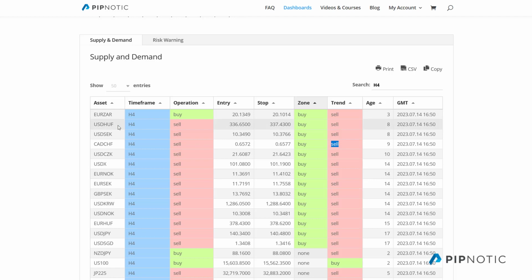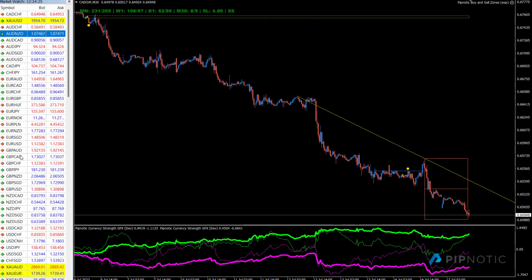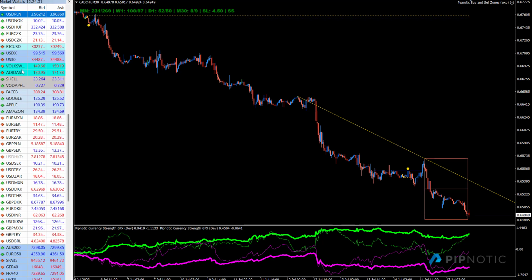Okay, so let's go and have a look at the American dollar Swiss franc. This is going to be a similar situation. So US dollar Swiss franc, sorry, Swedish krona. Where are you?